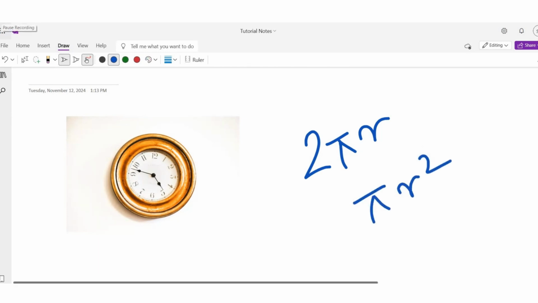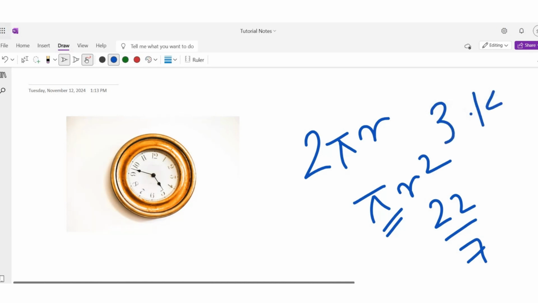So now what is the value of pi? We know that pi is equal to 22/7 in fraction form and in decimal form is equal to 3.14. But how did the mathematicians come up with these values? What was the process of finding this value?